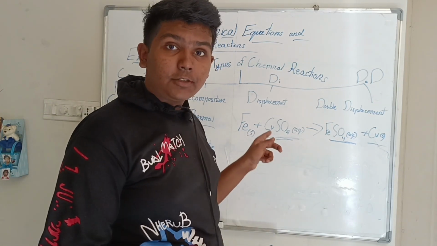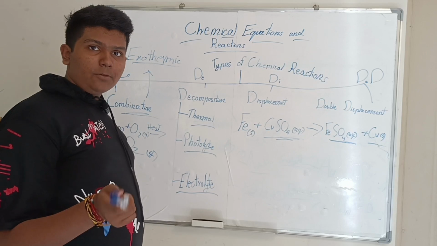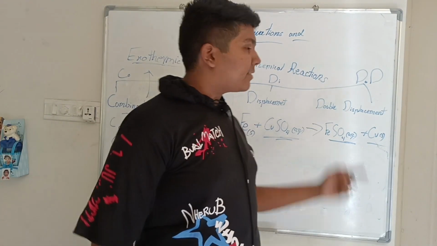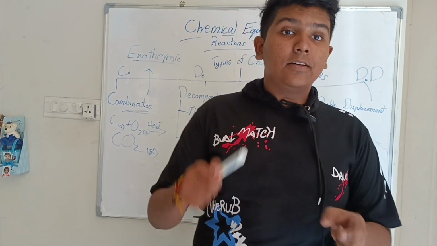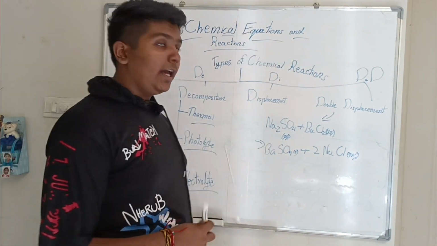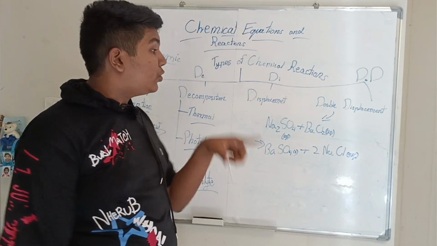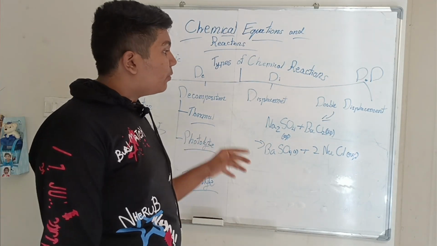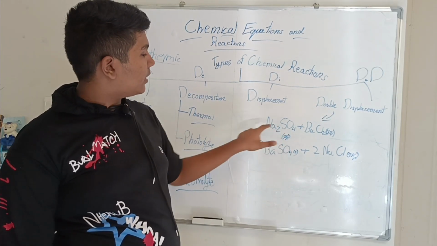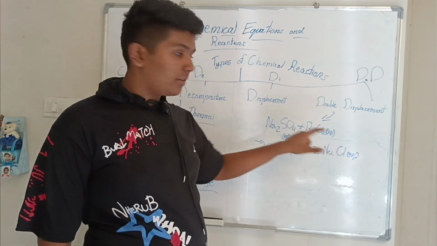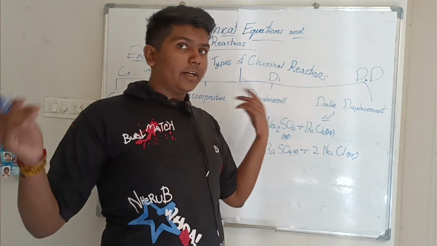And you get it? If you have any doubts, please write in the comments so I can clarify. Any doubts? No? So we'll continue. And next is DD, which is double displacement. Now, double displacement reaction. Here is an example. Na2SO4 plus BaCl2 gives BaSO4 plus 2NaCl, aqueous solution. So what do you understand in this equation? You see that this is sodium sulfate. So sodium sulfate plus barium chloride gives you barium sulfate plus sodium chloride.